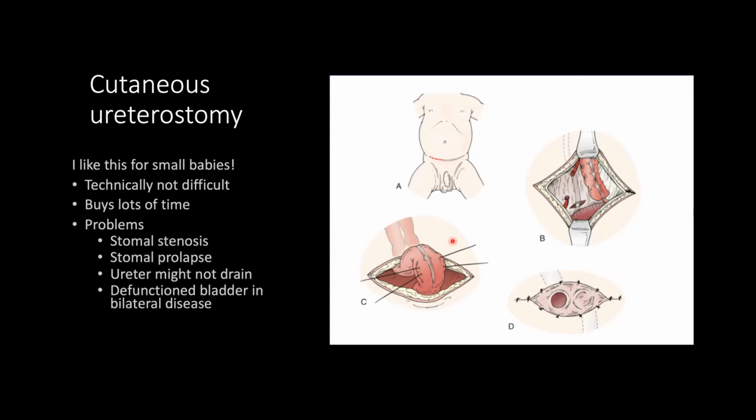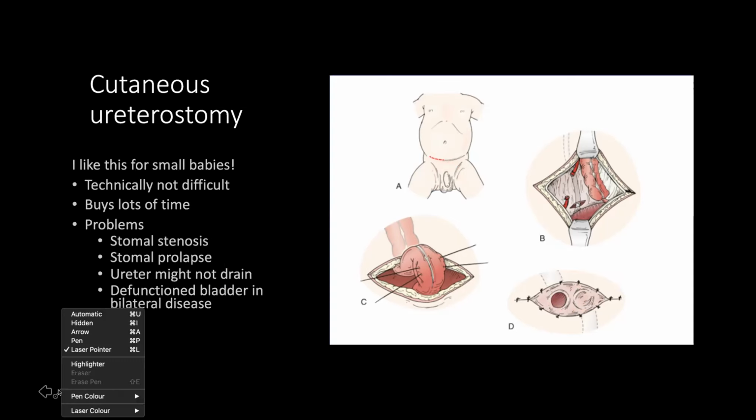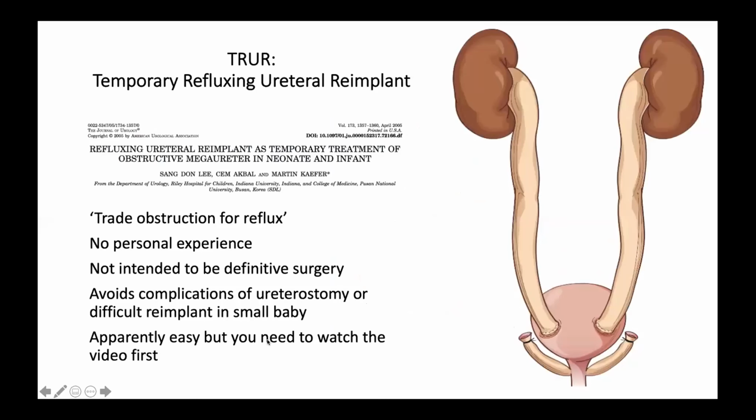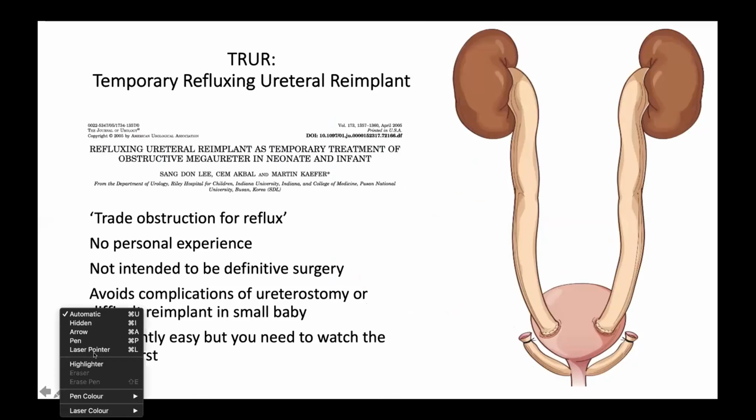So bringing out stomas bilaterally, you leave a fallow bladder, which then doesn't cycle. And that can be problematic later on when you want a slightly bigger bladder and also a functional bladder to do your reimplant in. So this procedure, I personally don't have experience with.